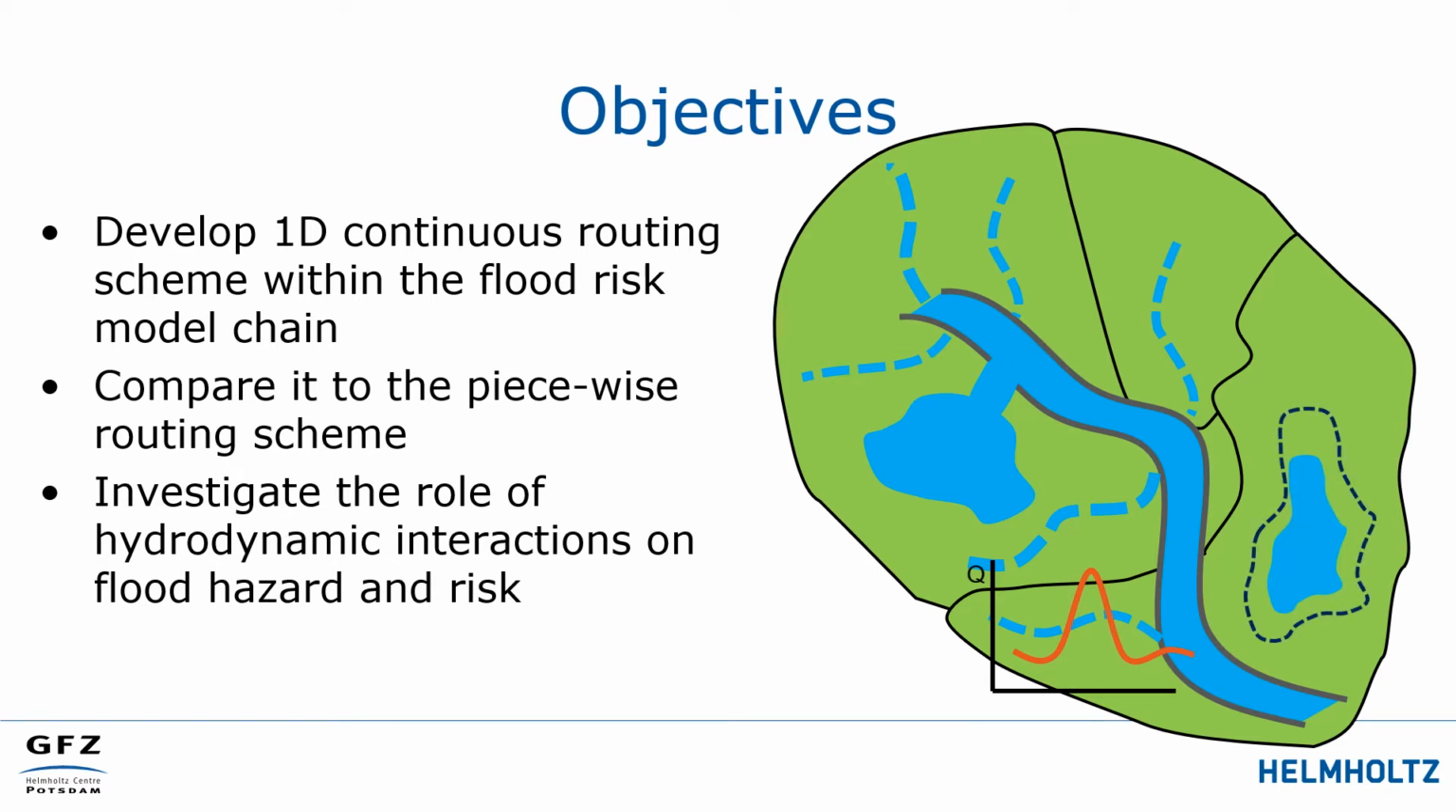So the objective of this study is to develop a 1D continuous hydrodynamic routing scheme and compare it to the old routing scheme, which is the piecewise, and to investigate how much this change is going to affect increasing or reducing risk estimation in the catchment.